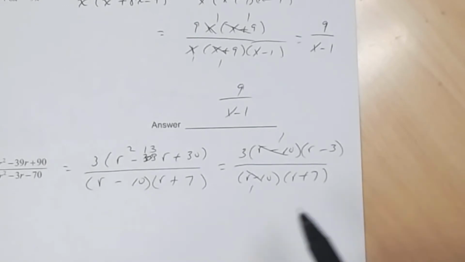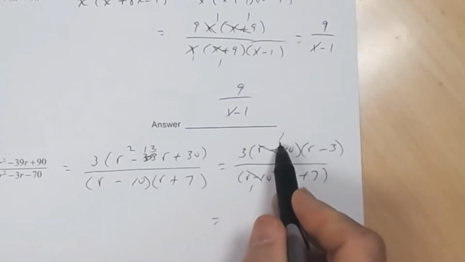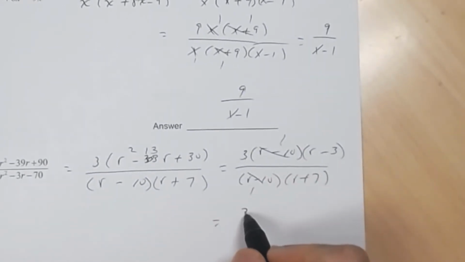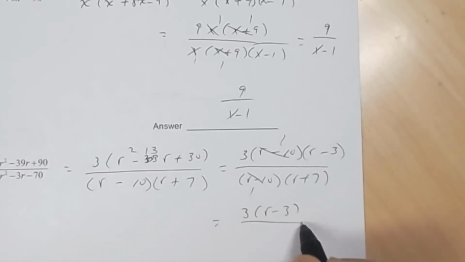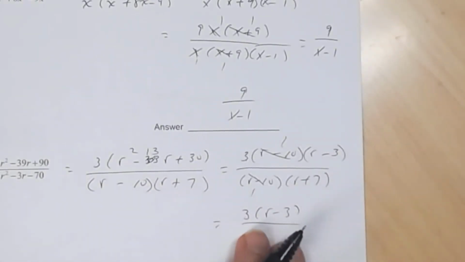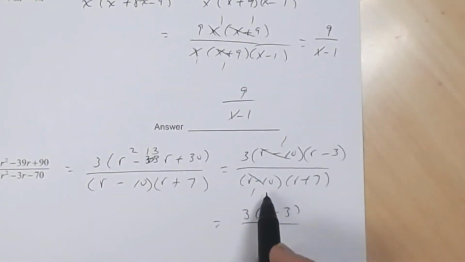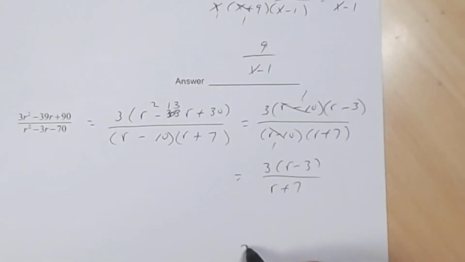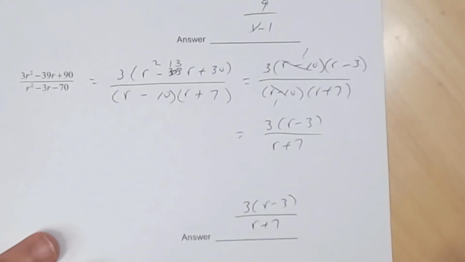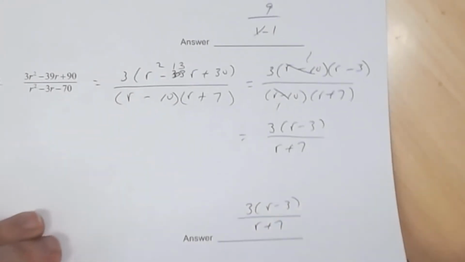Nope, so you're done. So the answer is 3 times 1 times r minus 3 is this. So leave it like this. Leave them as factors. Don't distribute. Just leave it like that. Divided by 1 times r plus 7 is r plus 7. And so there's your answer for that one. So it's 3 times r minus 3 divided by r plus 7. Okay? All right, number 3.